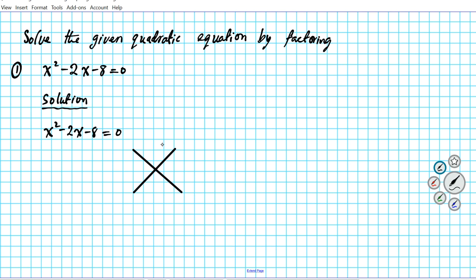So we're going to have AC on top, B goes on the bottom. In this particular problem, A is 1, B is negative 2, and C is negative 8. A times C is negative 8, and then B is negative 2. So ask yourselves, which two numbers multiply to give you negative 8 and add to give you negative 2?